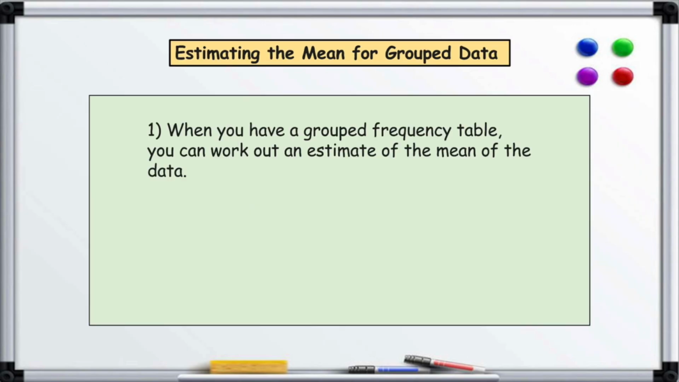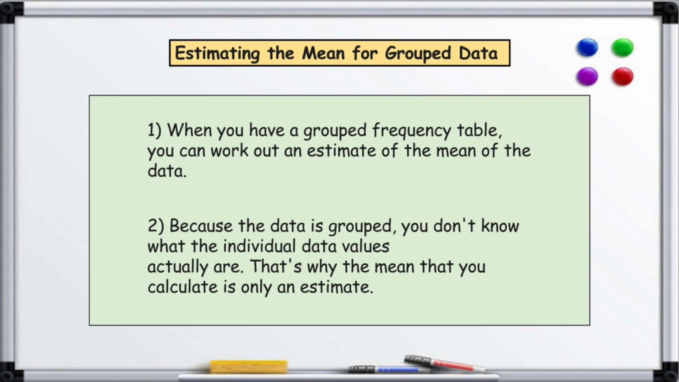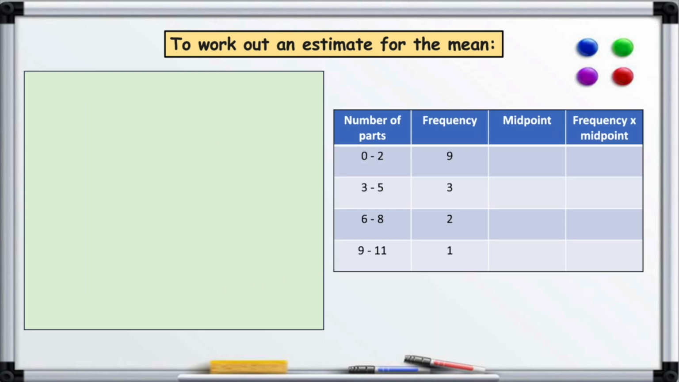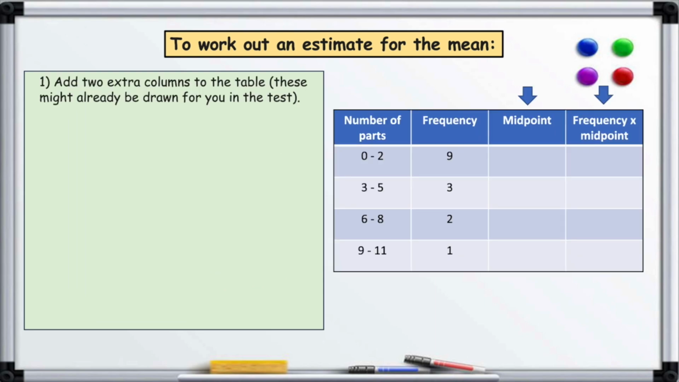When you have a grouped frequency table, you can work out an estimate of the mean of the data. Because the data is grouped, you don't know what the individual data values actually are. That's why the mean that you calculate is only an estimate. So what we do is we add 2 extra columns to the table. These might already be drawn for you in the test.